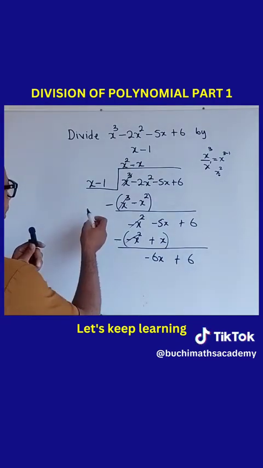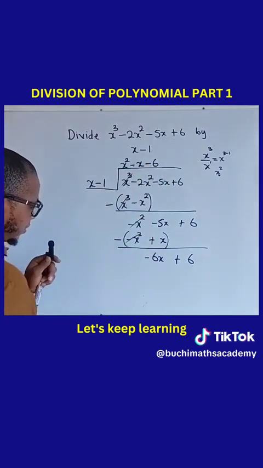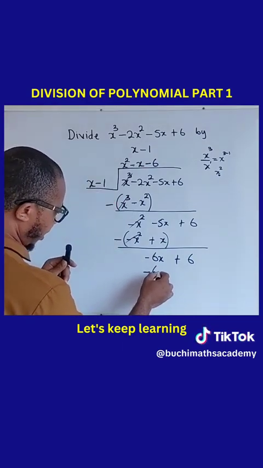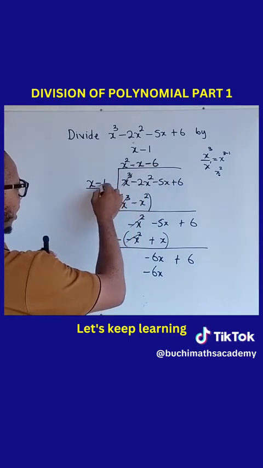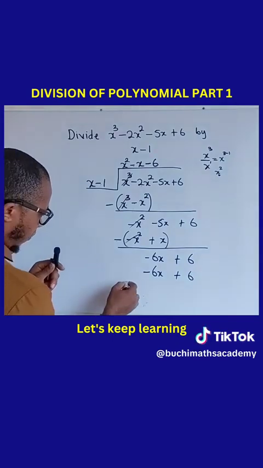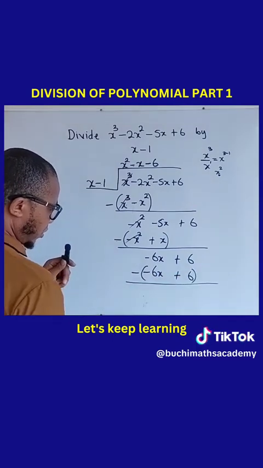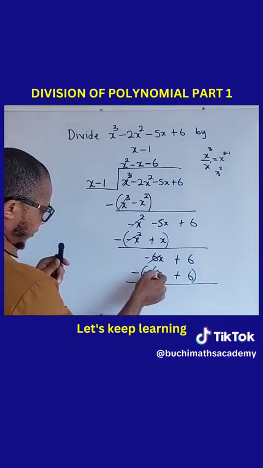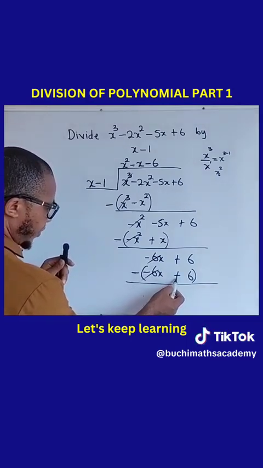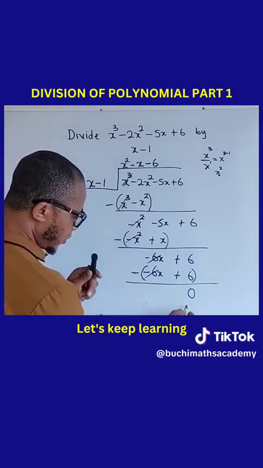We go again. We divide negative 6x by x to give us negative 6. Negative 6, we multiply by x to give us negative 6x, and negative 6, we multiply by negative 1 to give us positive 6. So we draw our line. To eliminate this, the sign must change as usual. So we will now have this, divide this, they are gone. Negative will affect this positive here to become negative. So we have 6 minus 6, which is what? 0. Therefore, the remainder is 0.